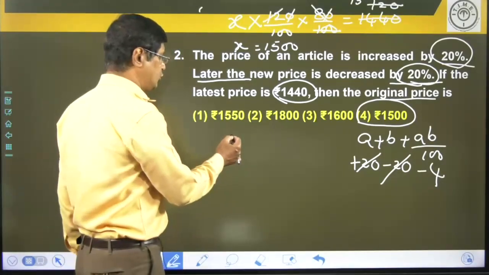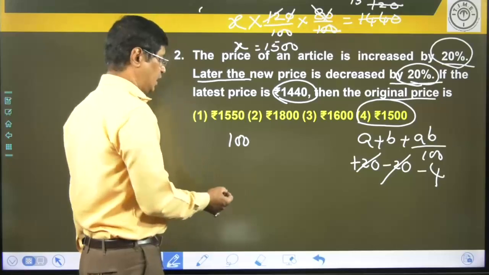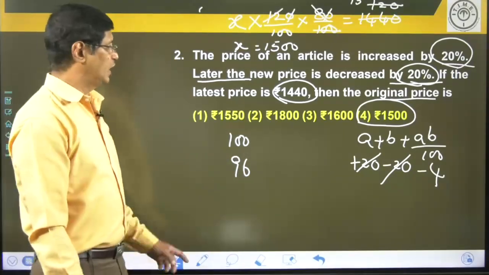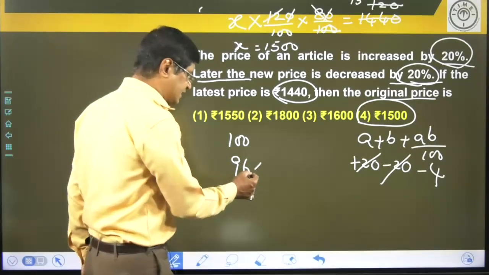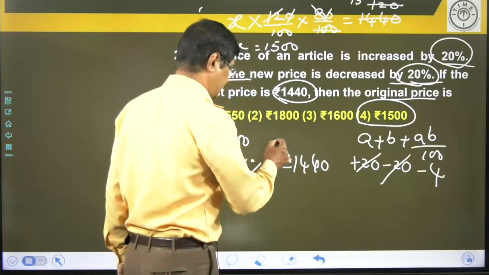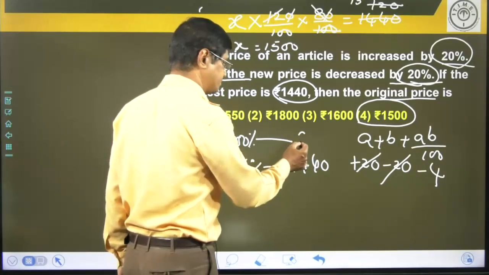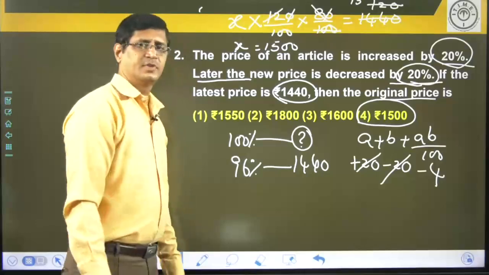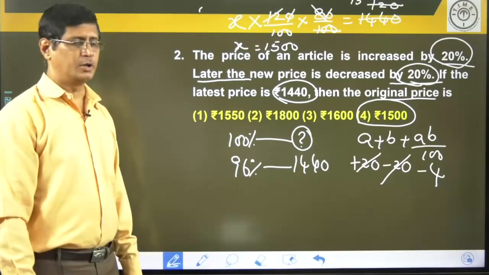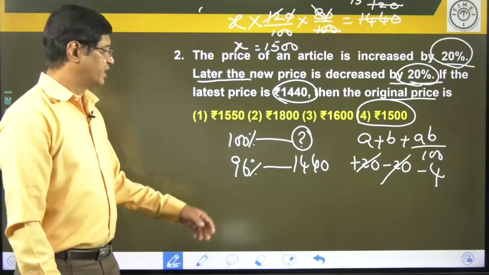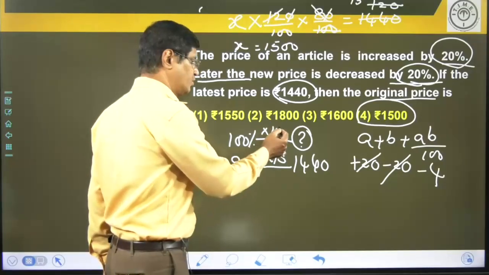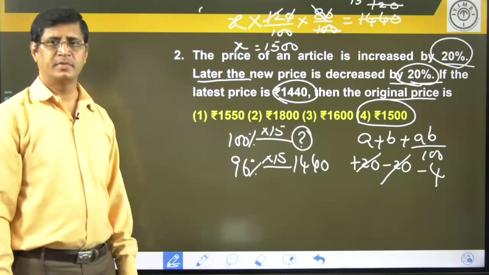When the original value is 100, the new value is equal to 96. So 96% is given here as 14400. Then how much is the value of 100%? Of course, cross multiply, and you will get the answer. By doing cross multiplication, you will get the answer. So what is the cancellation? It was exactly 15 times. So 15 into 100, that is 1500. That is the second approach.